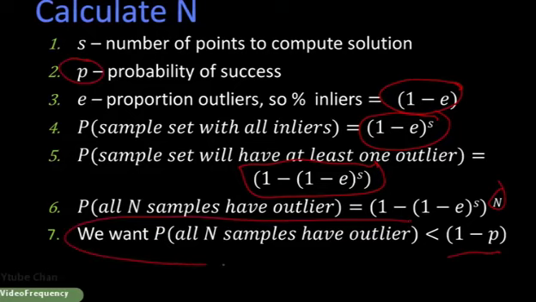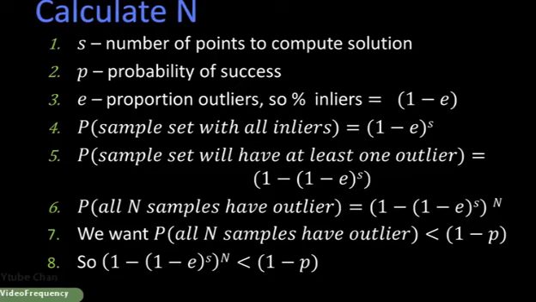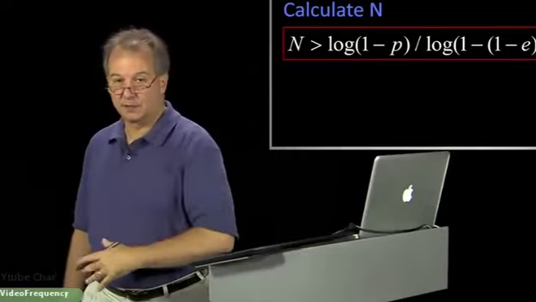We want the probability that all of our samples had at least one outlier in them to be less than 1%. So we can now just substitute in, and we get this ugly expression: 1 minus e to the s, to the n, has to all be less than 1 minus p. Drum roll, please. We can solve for n, and bingo, there is our equation. N has got to be greater than the log of 1 minus p divided by the log of 1 minus e to the s. And I'm sure you all have deep intuitions for what that looks like.